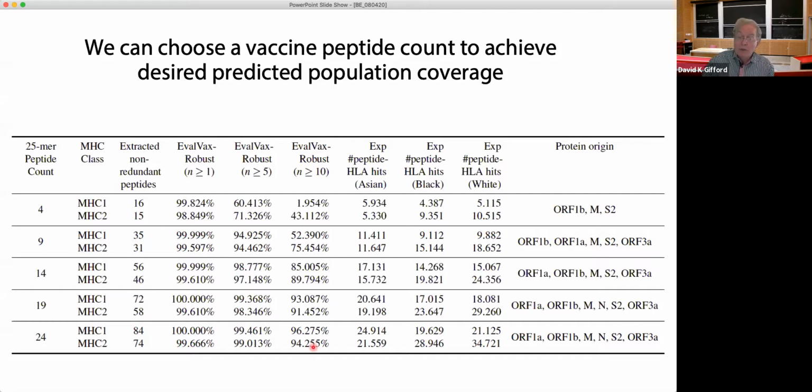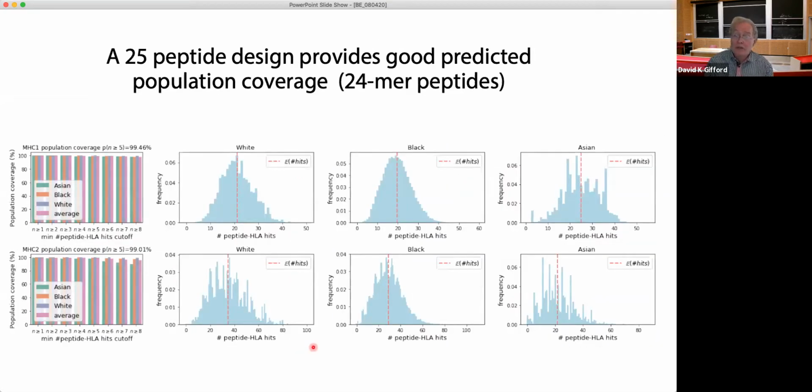And if we look at this vaccine design, you can see here is the coverage for various criteria of number of hits we would like to see against the HLA molecules. And on the right-hand side is the distribution of the number of hits in the population. So we can see the expected number is a red dotted line. And of course, this actually provides a fairly robust immune response compared to, for example, the RBD only subunit that at times didn't have any coverage at all of the population.